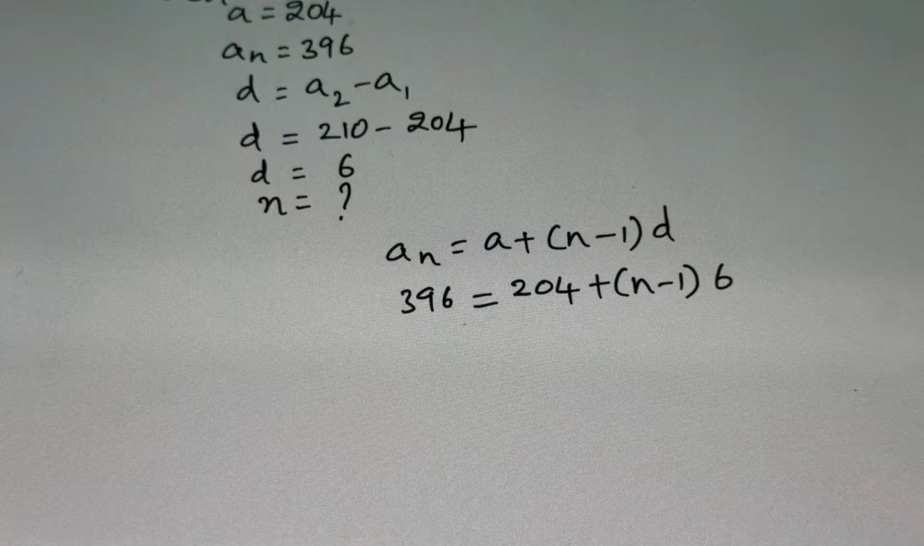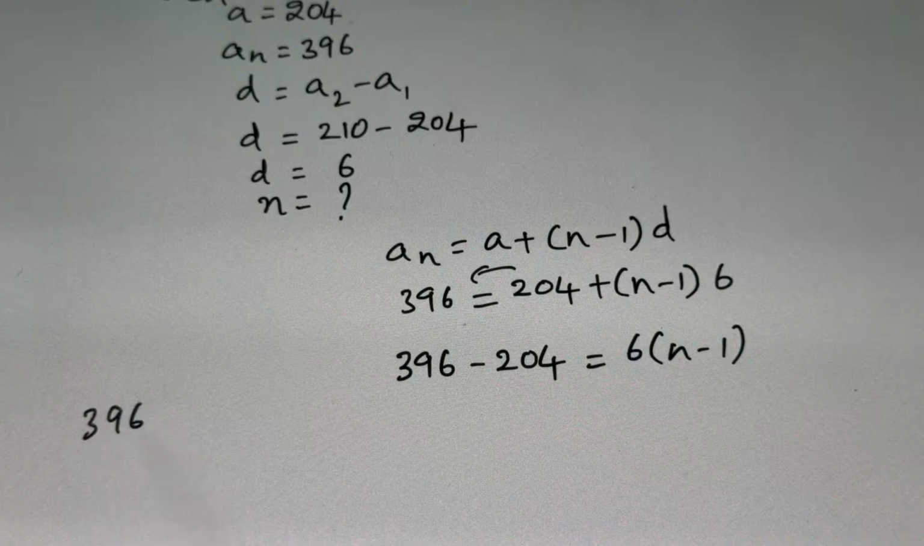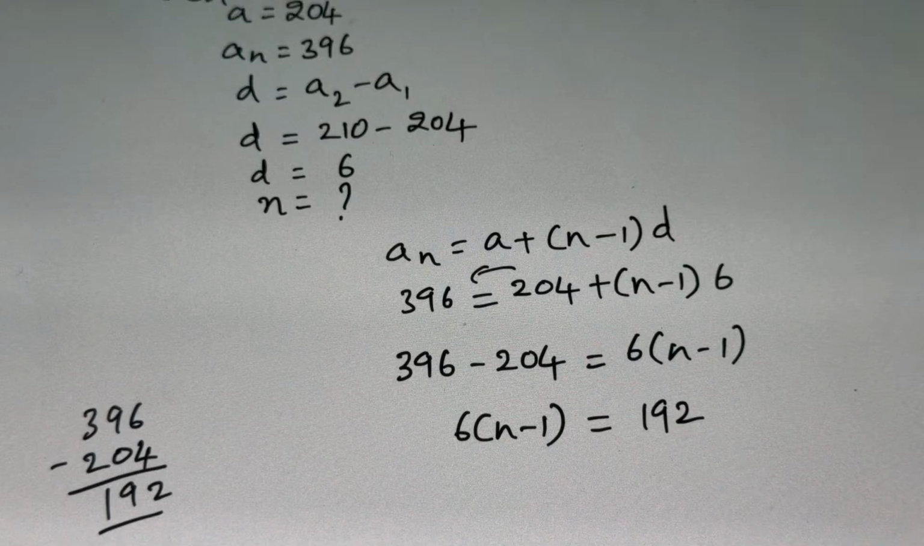Now shift 204 to the left side, plus will become minus. So 396 minus 204, that is equal to 6 into n minus 1. 396 minus 204, you have to subtract the value. Subtracting we get 6 minus 4 is 2. 9 will remain as it is. 3 minus 2 is 1. So 6 into n minus 1 is equal to 192.